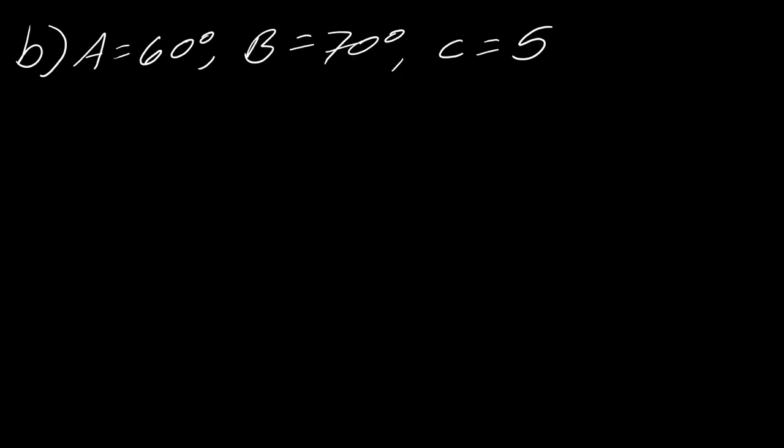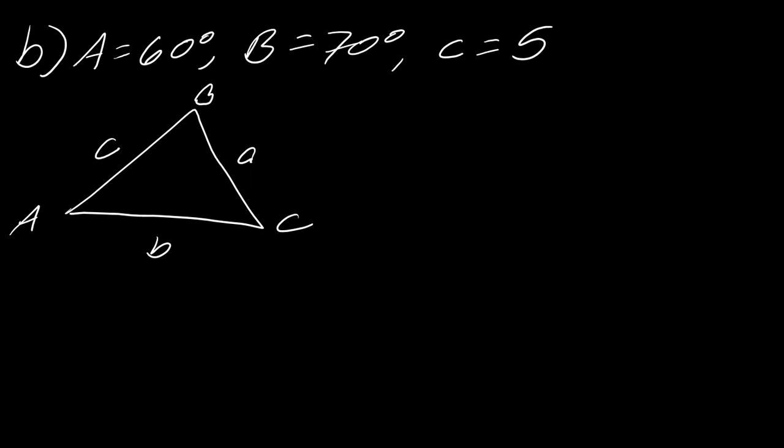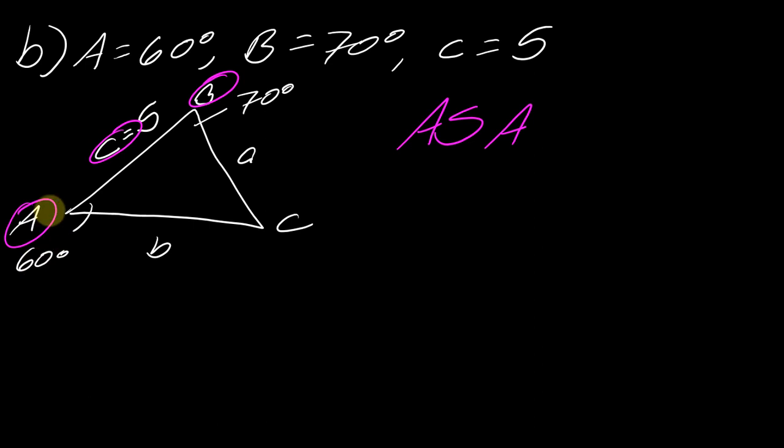Okay, so let's try that again with another one. I've got A is 60 degrees, B is 70 degrees, C is 5. Why don't you draw the triangle and just look at it for a moment. Maybe hit play when you're ready. Okay, so here's my triangle. I've got my sides. I'm going to fill it in. And now I can see that I've got angle, side, angle, right? So that's angle, side, angle.